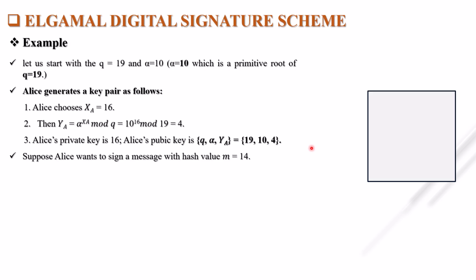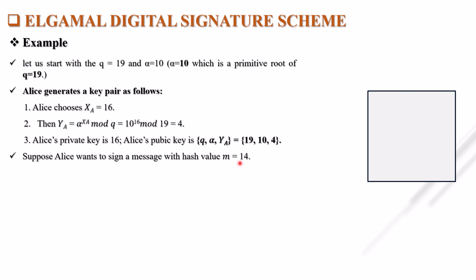Suppose Alice wants to sign a message with the hash value m equal to 14. I already told you that whatever the hash of the message is, it must be in the form of an integer, and it must be greater than 0 and less than q minus 1. So here suppose the hash of the particular message is 14 and Alice wants to sign this 14.